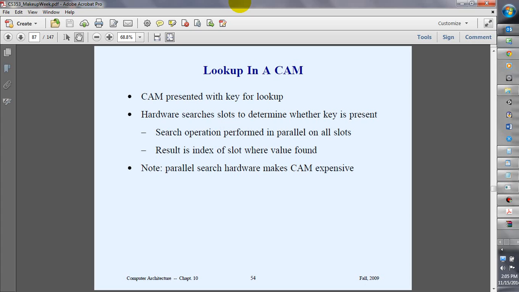So CAM is presented with a key for the lookup. The hardware searches the slots to determine if the key is present, and these searches can be performed in parallel on all slots at the same time, since that's how the hardware is structured. But also, since that's how the hardware is structured, this is what makes CAM expensive, because it has to be organized in that fashion.